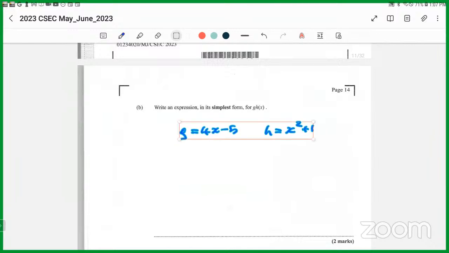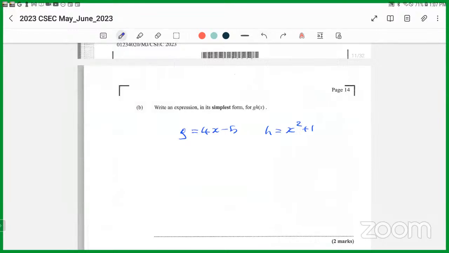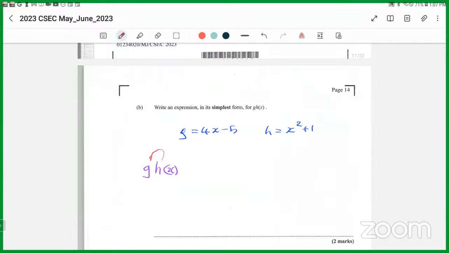Those are two functions, right? And this g of h, remember, it means h into g. So g of h of x really means h into the g, this one into this one. To do that, we're taking all of the h and putting it in the g where the x is. That's how we construct that composite function.